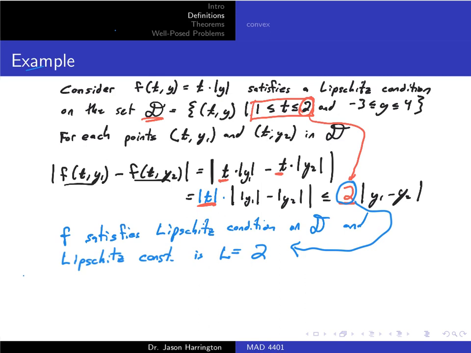So basically, a function can be Lipschitz on a set. Now, you have to know what the set is, what the set D is, in order to determine whether or not it is in fact Lipschitz.